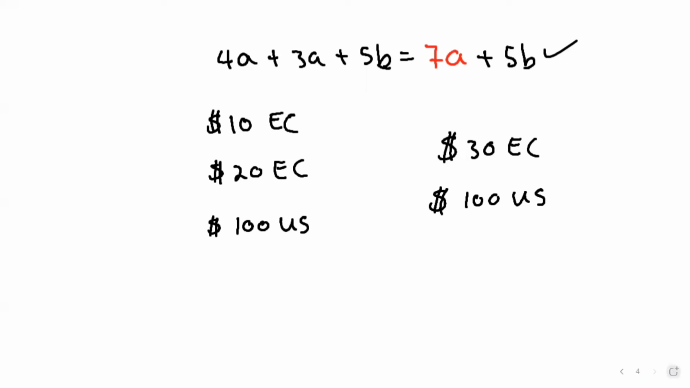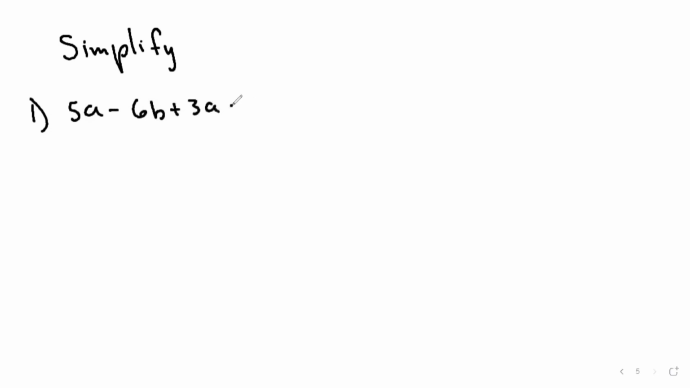So let's see if we could easily do some questions here and see if we could solidify the concept. Here, let me just do 3 for now. Notice the instruction here says to simplify. Simplify means that you're not going to end up with a solution, but with an expression that is simpler than what you started with. So number 1, for instance, let's say we have 5a minus 6b plus 3a minus 10b.